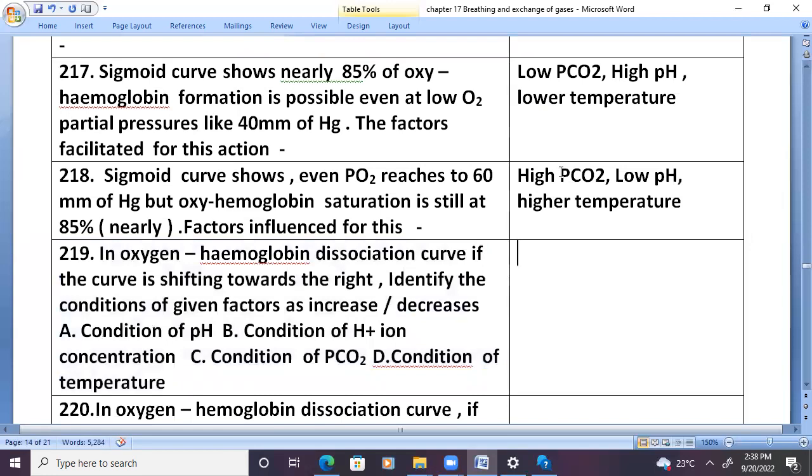In the oxygen hemoglobin dissociation curve, if the curve is shifting toward the right, identify the conditions of the given factors, increase or decrease. Condition of pH: decreases, that means it becomes acidic. H+ ion concentration increases. Carbon dioxide increases. Temperature increases.